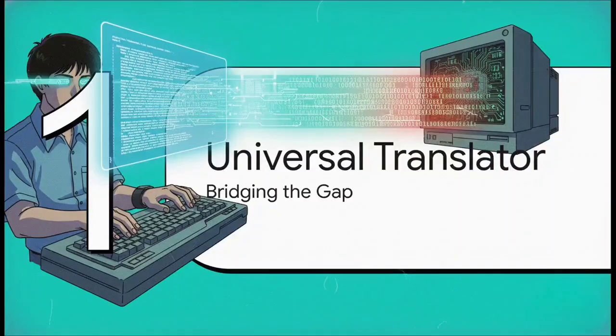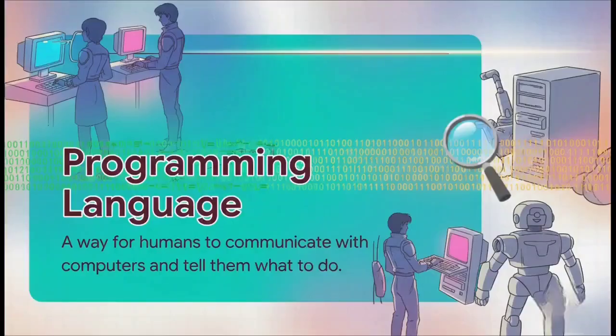Well, what we need is like a universal translator, right? Something that sits in the middle and takes what we say and turns it into something the computer understands. And guess what? That is exactly what a programming language does. So let's just boil it all down. What is it? A programming language is just a way for us, for humans, to talk to computers and tell them what we want them to do. That's it. It's the rule book, the vocabulary we use to give clear instructions.